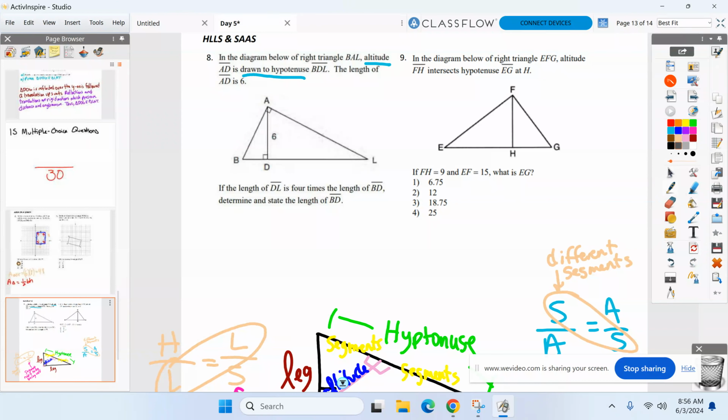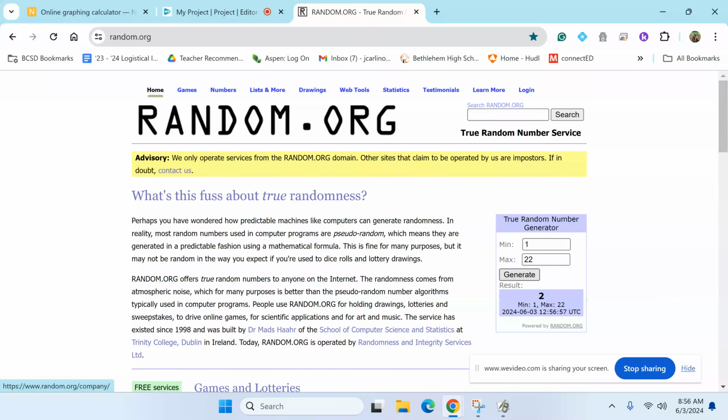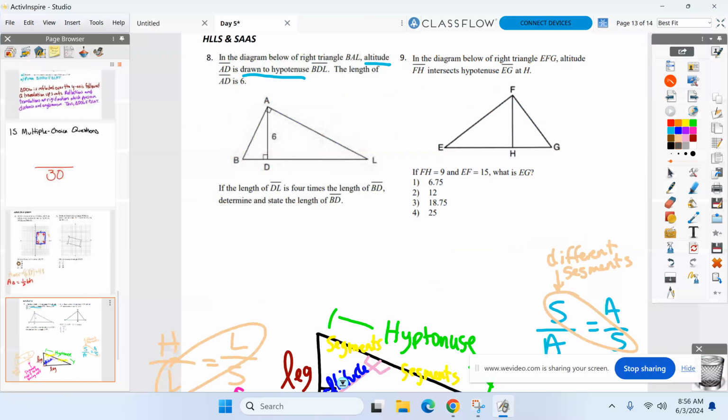There's two other pieces we need to label, though. Length of DL is 4 times the length of BD. Label those, please, with something, and I'll ask you what you labeled it with. DL, 4 times the length of BD. Tell me what you're labeling and putting on there, Bailey? DL is 4x. Great. Yep. BD is x. Perfect. All right, good start.